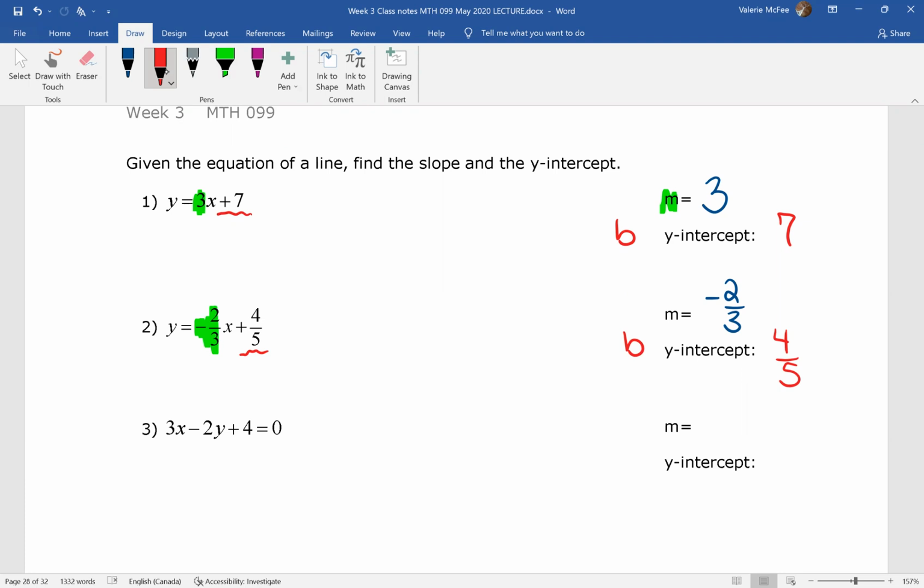Did you notice that you needed to change this to slope-intercept form? We need this to say y equals mx plus b. That allows us to see the slope and the y-intercept. If you didn't do that, pause your video and try it now.